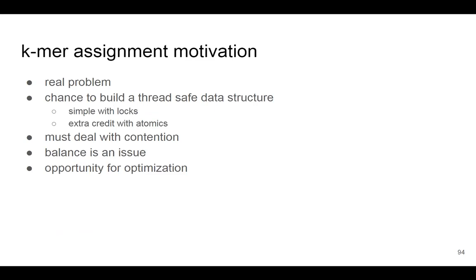From a motivation standpoint of why I like this assignment, we're getting to the point where this is a real problem. You get a chance to build a thread-safe data structure. We're going to use locks. I'm going to show that in a second. I can give an open-ended assignment for extra credit where you have to build your own atomic or optimistic concurrent data structure. You have to deal with contention, you have to deal with balance, and there's an opportunity for optimization. There's a lot of really good things about this. So let's talk about a couple of these things right now.